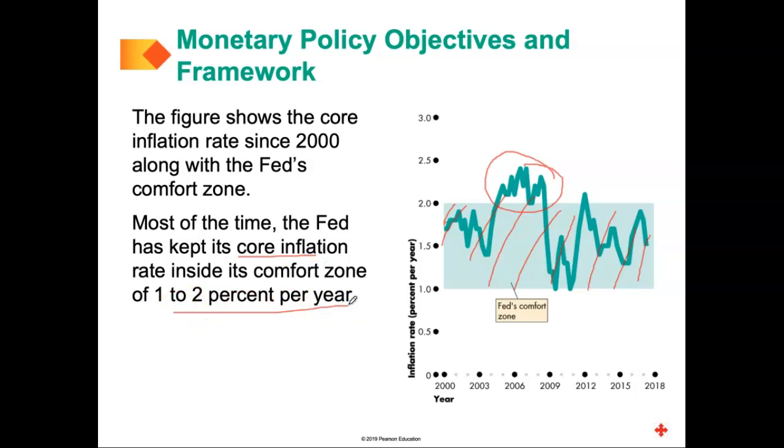The current inflation rate in the United States is around 1.8%, which is, again, in the comfort zone, and slightly below the target inflation rate of 2%.